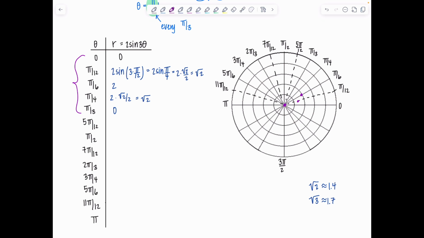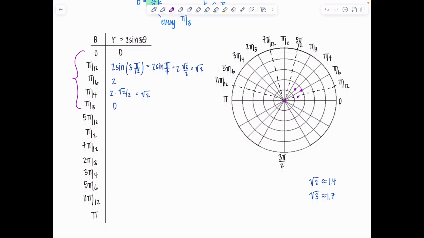Pi over 4, it's rad 2, and then back to 0. Now keep in mind, this petal should live between 0 and pi over 3. So don't get carried away. Don't start drawing it all chunky over here. If you don't think you can hold yourself accountable, here's pi over 3. Here's 0. The petal needs to stay inside there.